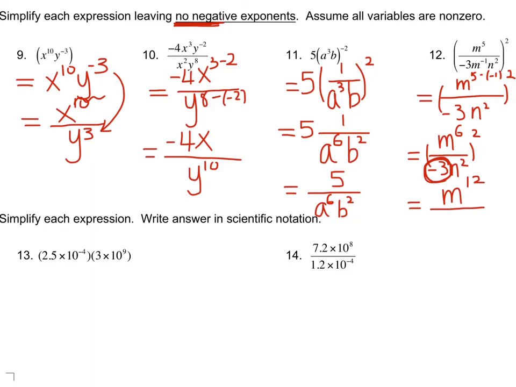It's at the bottom, so keep it at the bottom. So what's -3 raised to the second power? That would be 9. n raised to the second power, then followed by another second power. So that's 2 times 2, which is n raised to the 4th power.